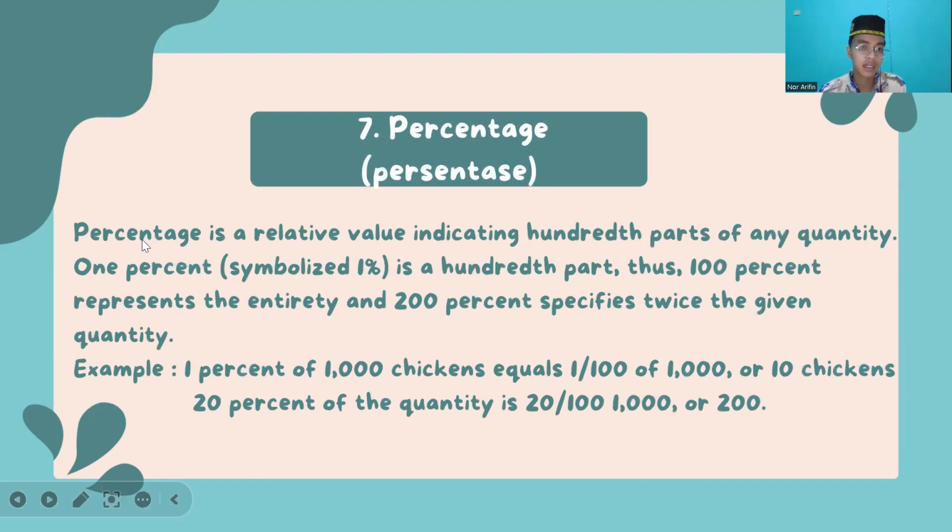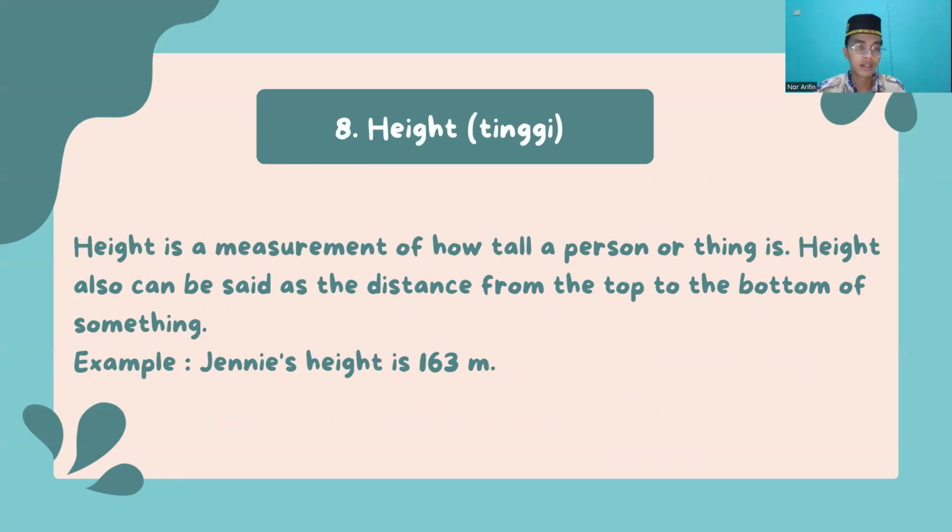Next, percentage, or in Bahasa we call percentage. Percentage is a relative value indicating a part per 100 of any quantity. 1% symbolizes 1 part per 100. Thus, 100% represents the entirety and 200% specifies twice the given quantity. Example, 1% of the chicken equals 1 per 100, or 20% of the quantity is 20 per 100.